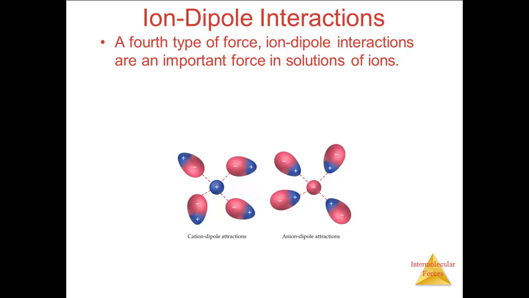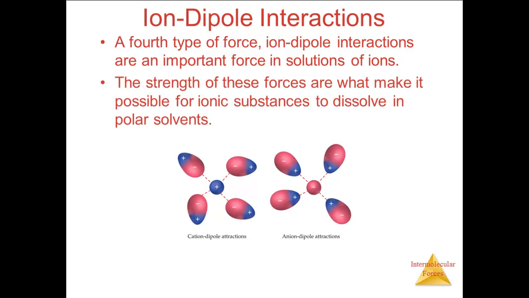A fourth type of intermolecular interaction is between a polar molecule and an ion, called ion-dipole interactions. These tend to be stronger than dipole-dipole interactions because, rather than the interactions being between partial charges, as in dipole-dipole interactions, it is between a partial charge and a full charge. This is a significant force when discussing the solubility of ionic substances in water. We will talk more about this type of interaction in a later chapter.